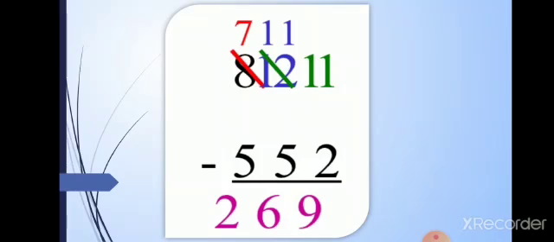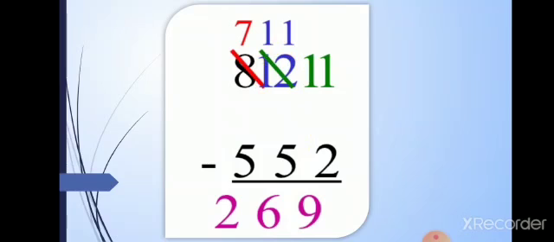Now subtract 2 from 11. So we get 9. Now we have taken away one number again from the hundreds column, and in the tens column this is not 2, this is changing 2 to 12. So subtract 5 from number 12, we will get 6.